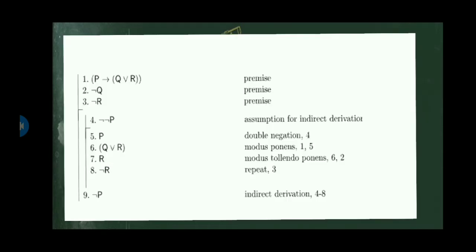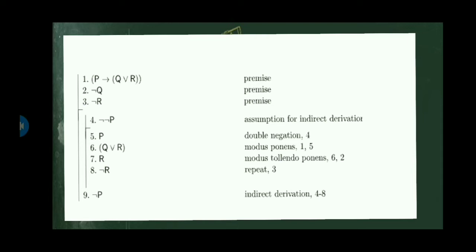Traditionally, the assumption for indirect derivation has also been commonly called the assumption for reductio. So we have here an example. From line 1, if P then Q or R; line 2, not Q; line 3, not R. On line 4 we have not P, which is the assumption for indirect derivation.